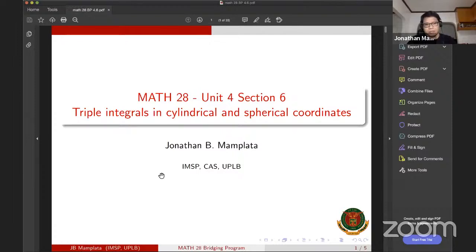So first, kunin natin yung volume using the Cartesian coordinate system. Okay? So using the Cartesian coordinate system, ang gamitin natin na order of integration, yung innermost integration or inner bound is dz.